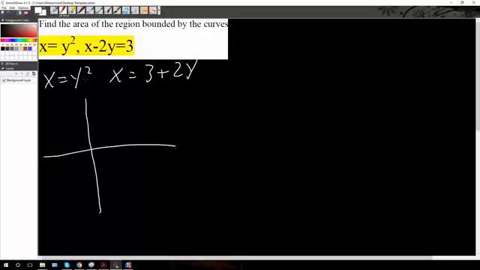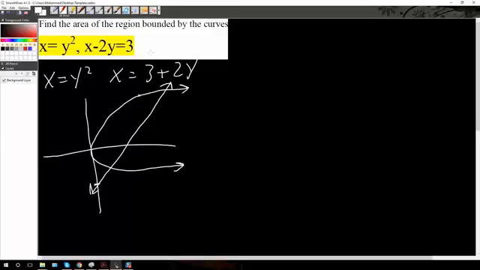Okay, so we know x equals y squared. If we say y equals x squared, it would produce a shape like this, but x equals y squared would be kind of like the opposite. So it would be something like this. And then 3 plus 2y, so if x is 0, you have negative 3 divided by 2, so you'd have some sort of a negative number, and it would be a straight line.